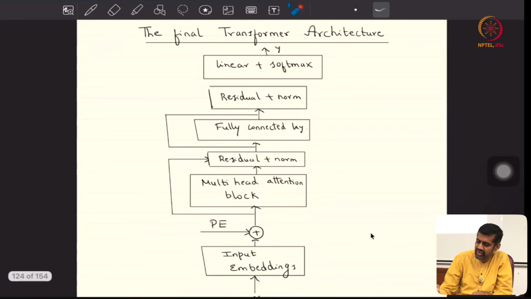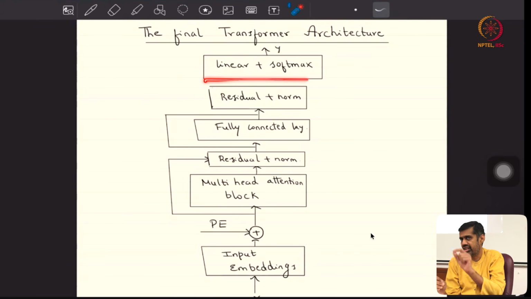You start with X and you have input embeddings to start with, and then we have multi-head attention blocks, and then you have fully connected layers, and finally we have a linear and a softmax layer, and the softmax is over the entire dictionary from which we are getting our token. So it will give you a probability distribution over the entire dictionary.